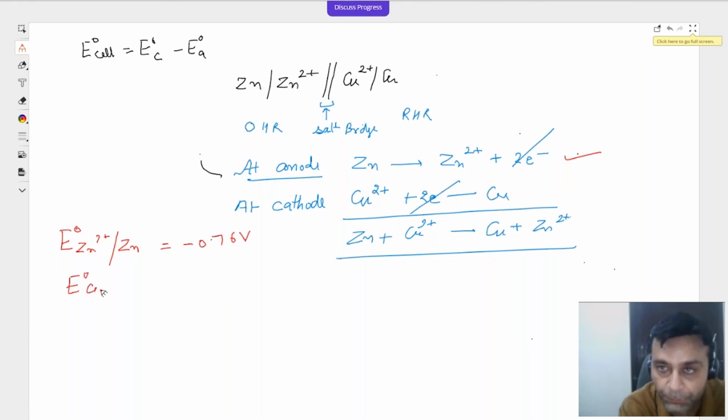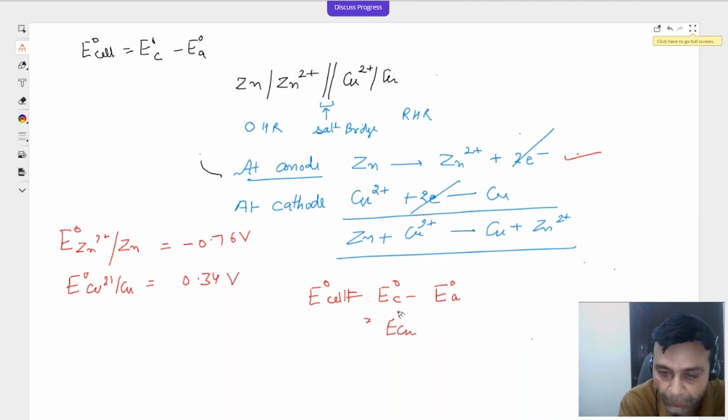I'm giving you reduction potential of copper 0.34 volt, right? So can you tell me how to find the E naught cell now? E naught cell is equal to E naught of the cathode minus E naught of the anode, right? So reduction potential of the cathode. Cathode here is copper. Yes, very good. So 0.34 volt minus 0.76 volt, it is coming out to be equal to 1.10 volt.